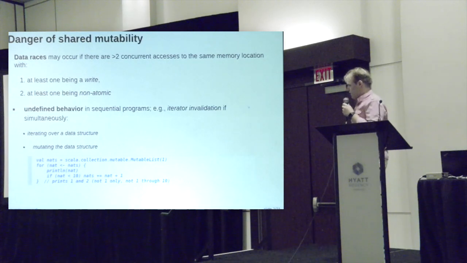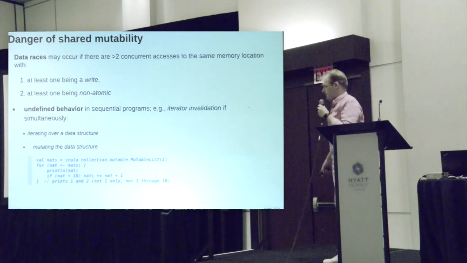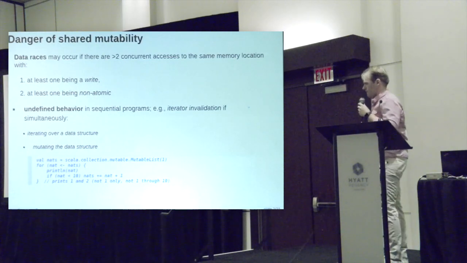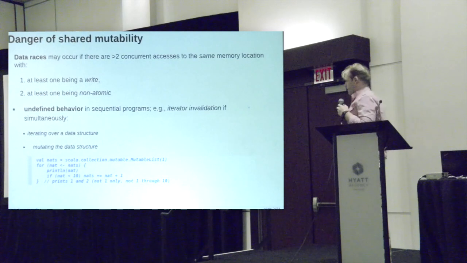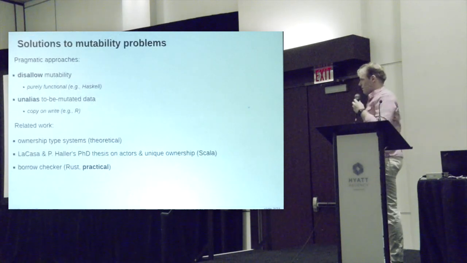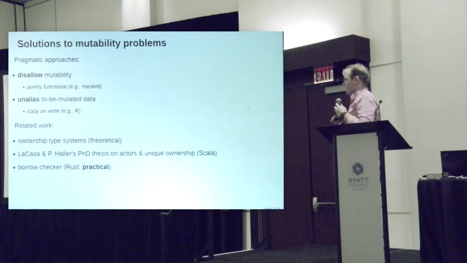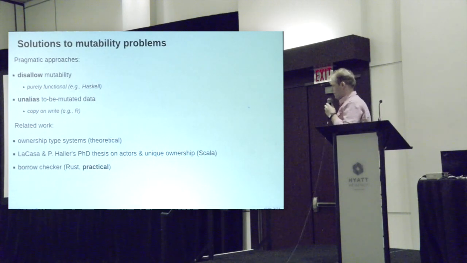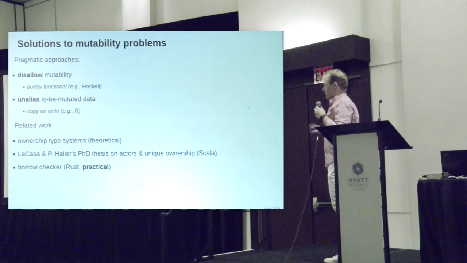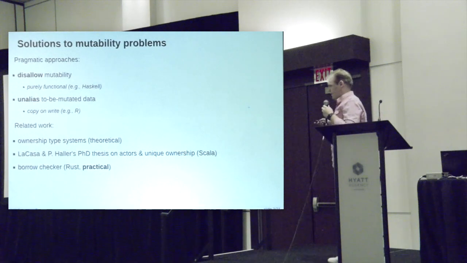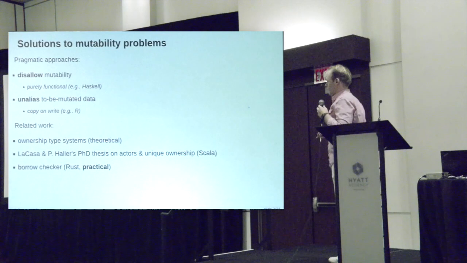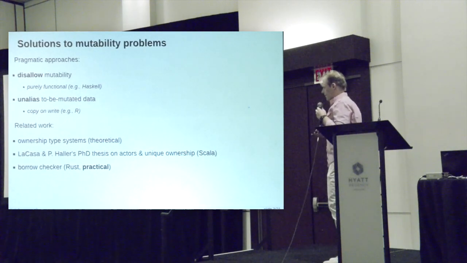If this was C, that would be a program crash due to a dangling pointer, and Java would certainly throw a concurrent modification exception. Some solutions to this problem are extreme ones, like Haskell, where there is no mutability, everything is purely functional. No external mutability, to be precise, so there is the ST monad. And then R does copy on write, which is whenever you want to mutate something, before the mutation it will be copied and unshared.